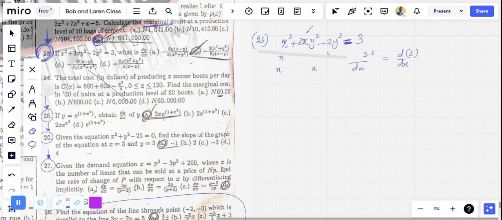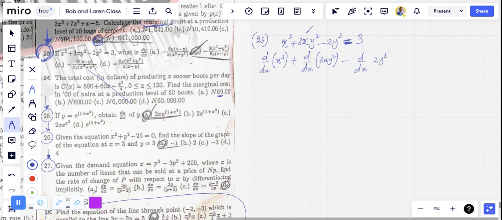So let me write this very well. This is the best way to write it. d/dx of x to the power of 3 plus d/dx of 3xy squared minus d/dx of 2y to the power of 3 equals, we also do the same for this one, d/dx of 3. So if I differentiate x to the power of 3 with respect to x, what would that give us? That's 3x squared straight up.